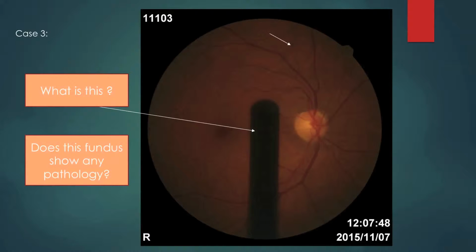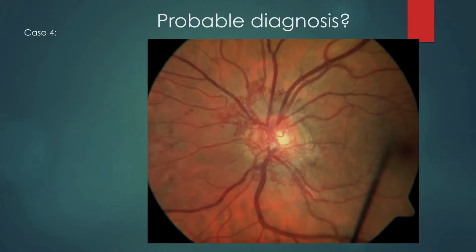What is this? This is an artifact. Something is blocking the camera from seeing the retina clearly. There is no pathology in the fundus, but still this photo should be taken again to eliminate the artifact. Case 4.